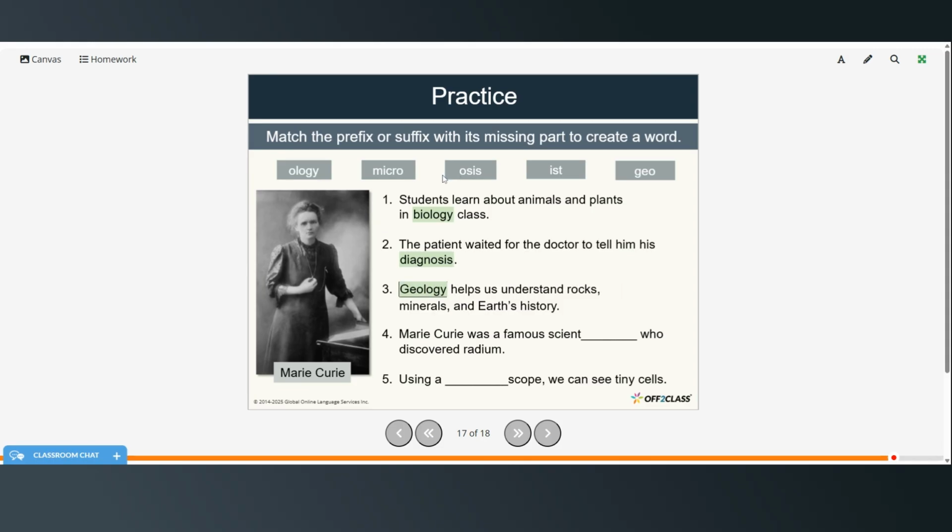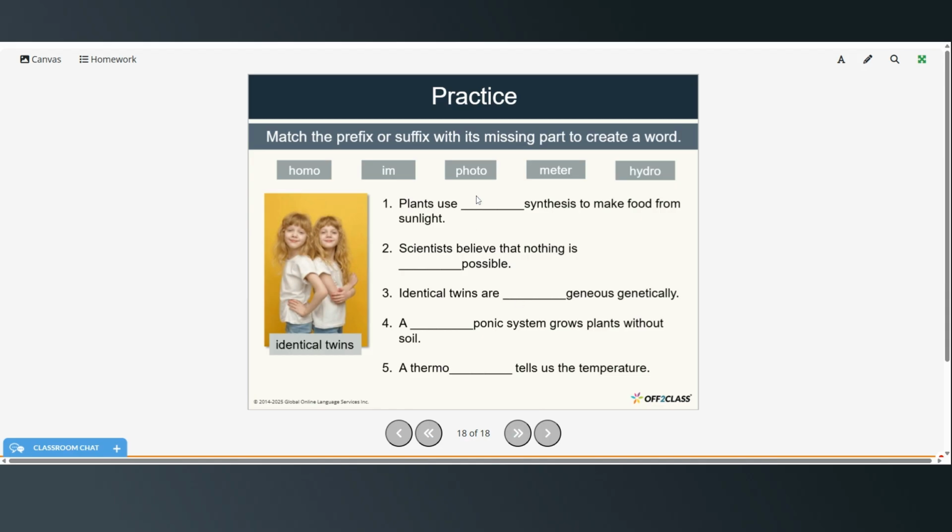Geology helps us to understand rocks, minerals, and Earth's history. Marie Curie was a famous scientist who discovered radium, and using a microscope, we can see tiny cells. So plants use photosynthesis to make food from sunlight.